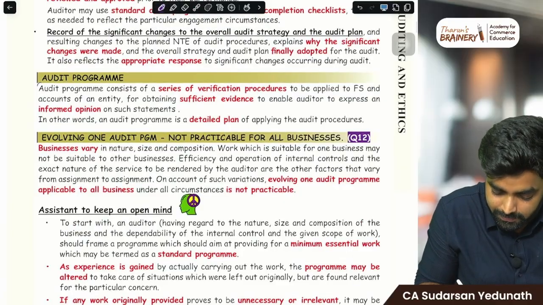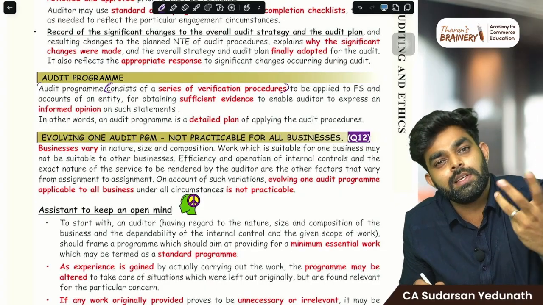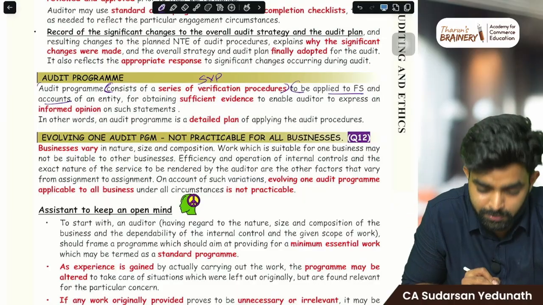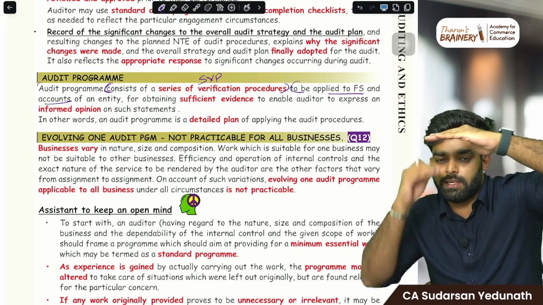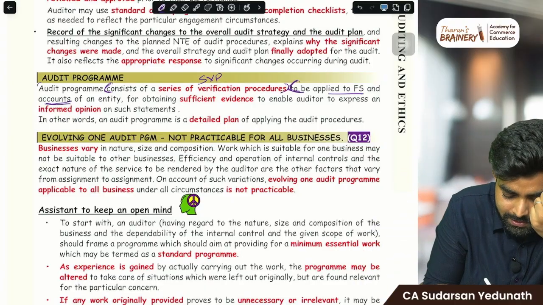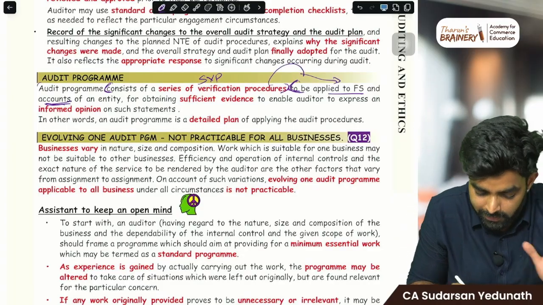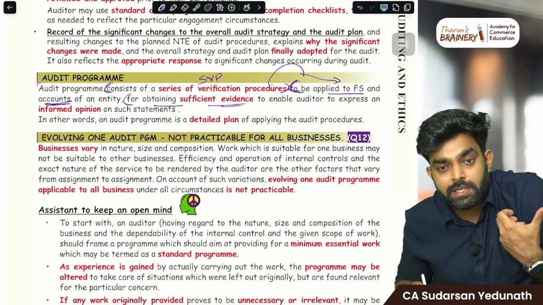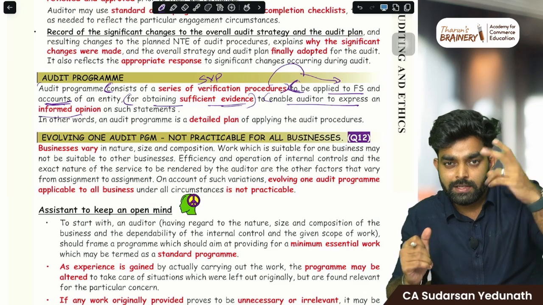How to learn the definition? Audit program consists of a series of verification procedures. Why do we have this series of verification? To be applied to the financial statements and accounts of the entity. Checking procedures written one by one. And for what purpose? For obtaining sufficient evidence. Okay, why do we need that sufficient evidence? To enable the auditor to express an informed opinion. Simple as that. So break it down like this and learn it like that.